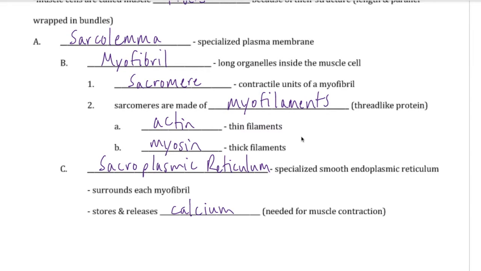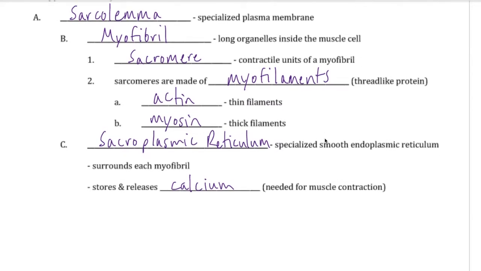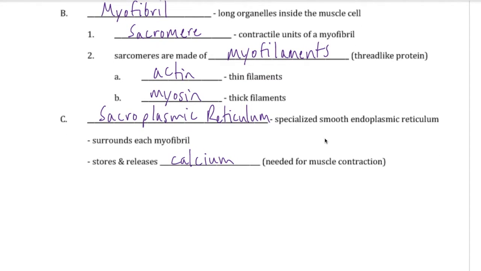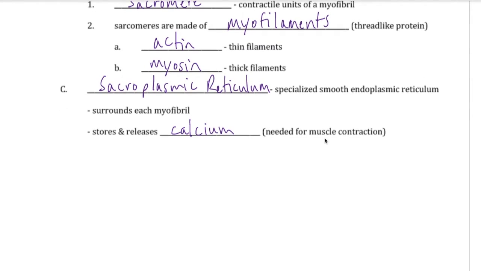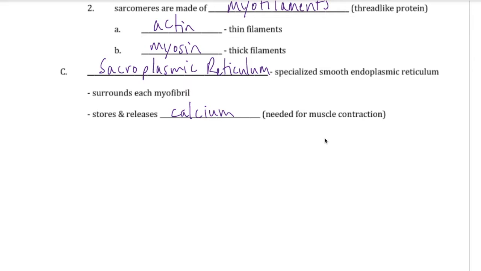And this is actually a junction here, and this is a whole complex that we'll talk about. Then we have our sarcoplasmic reticulum. It's a specialized smooth endoplasmic reticulum that surrounds each myofibril, and it's going to store and release calcium needed for the muscle contraction.